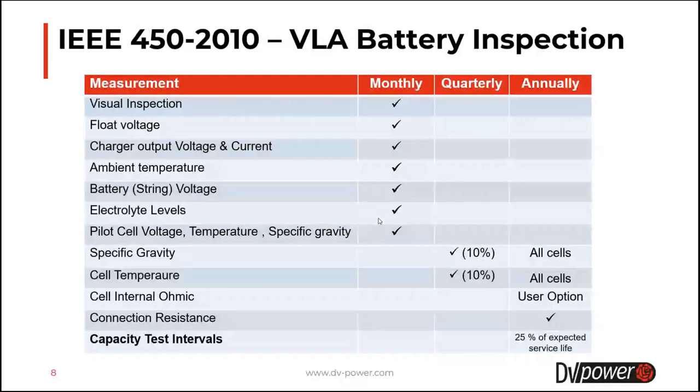We mentioned most of them: visual inspection, float voltage, charger output voltage and current, ambient temperature, battery string voltage, electrolyte levels, and pilot cell voltage, temperature, and specific gravity are the tests performed monthly. Quarterly, we check specific gravity and cell temperature for 10% of the cells, and annually we perform it for all cells. Connection resistance is also performed annually, and capacity tests are performed annually at 25% of the expected service life of a battery.